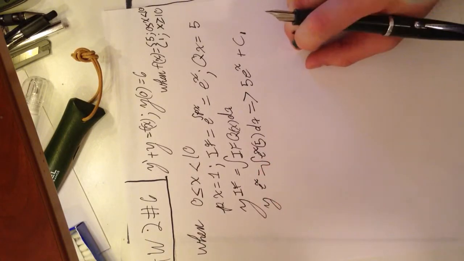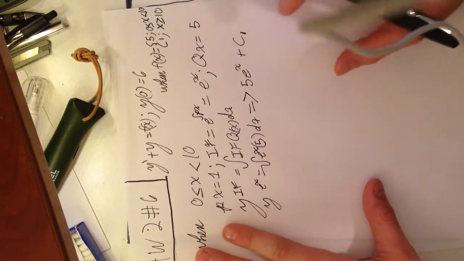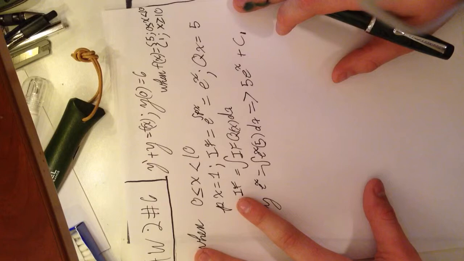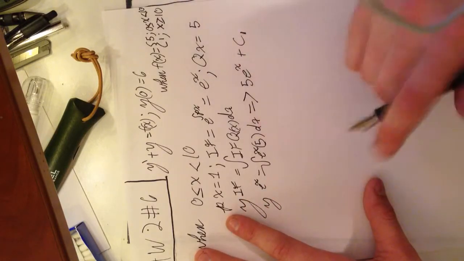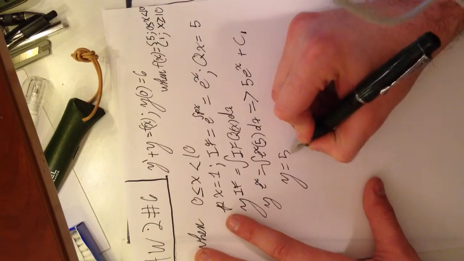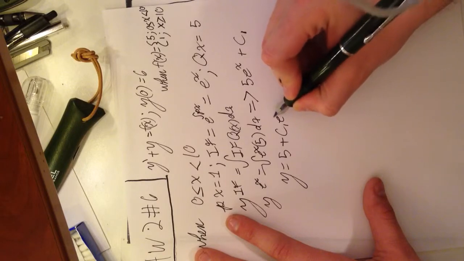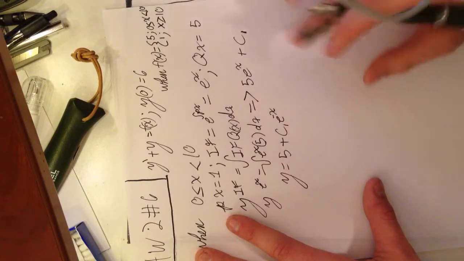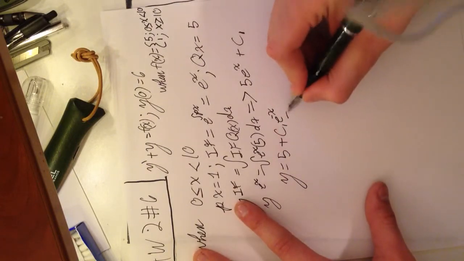So we have to find the value for c1 now. In order to do so, first we're going to divide e to the x over to both sides to put it in simplest form. That gives us y equals 5 plus c1 e to the negative x. Okay, now it's in simplest form, so we're going to solve for the IVP for this problem.